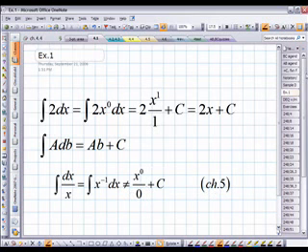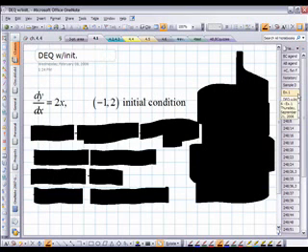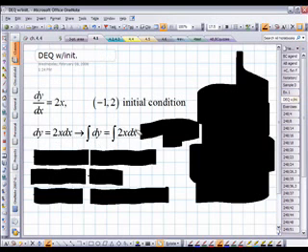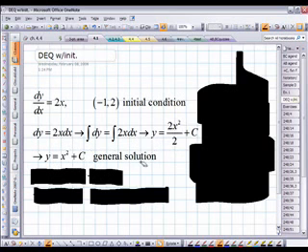Okay, here is a differential equation with an initial condition. So this time we can actually solve for a particular solution. So again, always the same thing. Separate variables, integrate both sides. Integral of dy is y. Integral of 2x dx, it's 2 times x squared over 2 plus c, so the 2's of course will cancel.